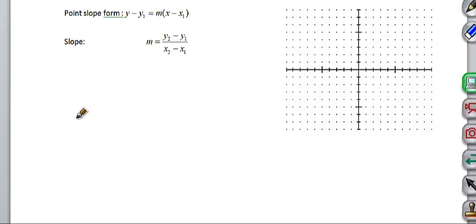Alright, so we're going to talk about how to make the equation of a line. Then we'll also talk about how to graph the lines. So we need two things to be able to make basically any equation of any line. We need the point-slope form. So this is the point-slope form.